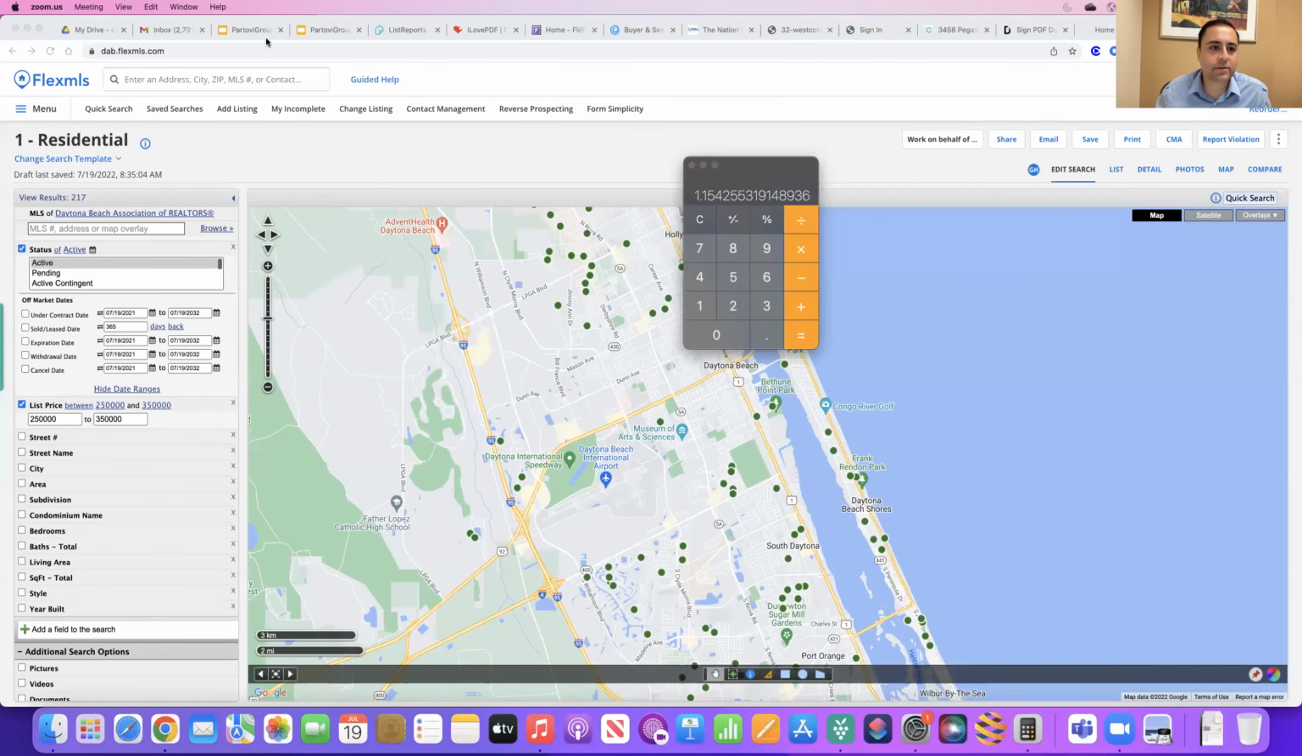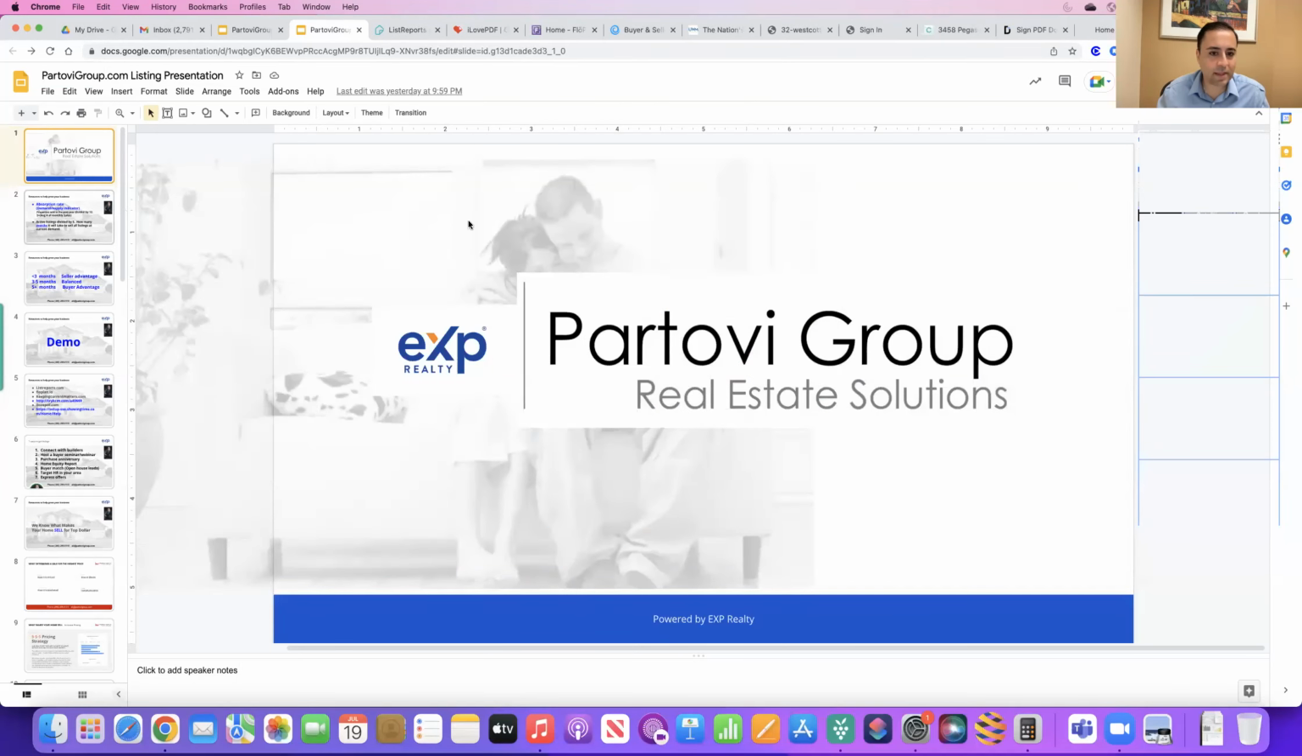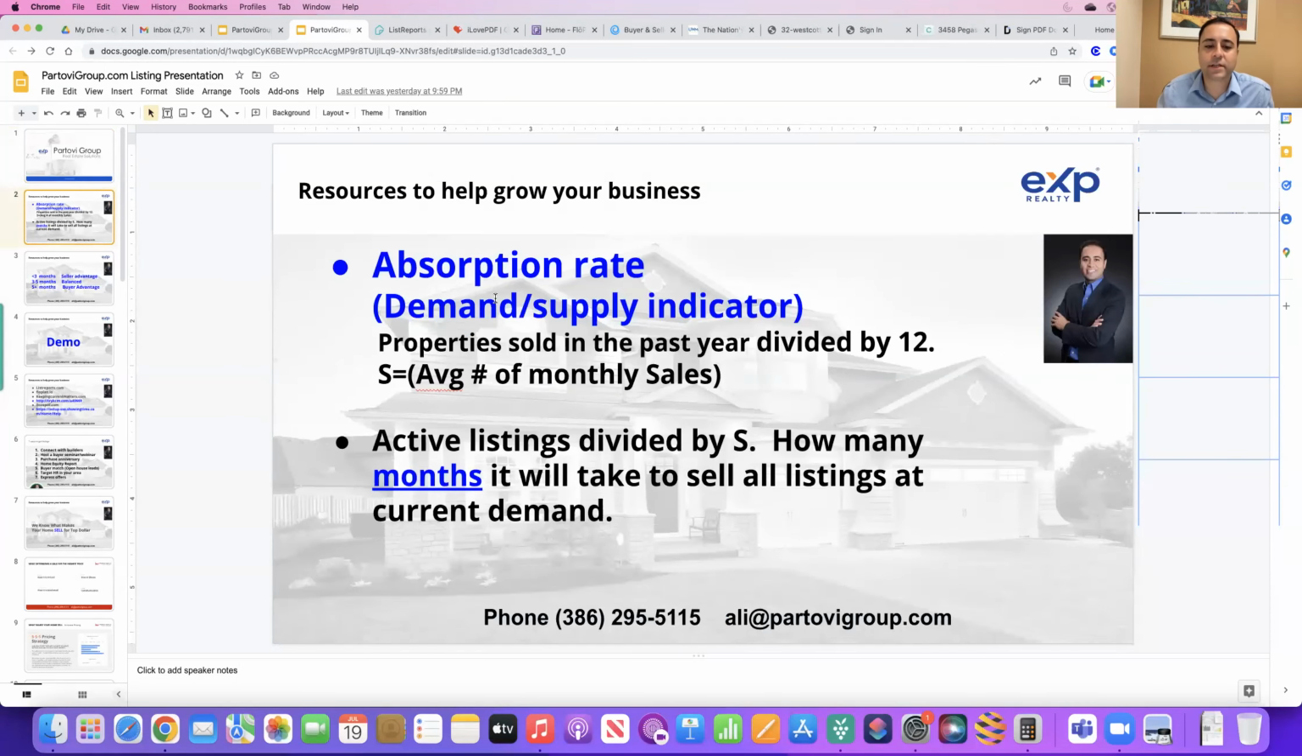All right, so let's go in here. And absorption rate, it just means the demand and supply indicator. And this is something you should have a conversation about when you're prospecting, whether it's a for sale by owner, expired, if it's someone in your database that you're going to go on a listing appointment with, or even if it's just bringing someone up to date on how the market is. It's something that we don't talk about, but it's so important. And behind the scenes, this is what really impacts what happens in real estate.